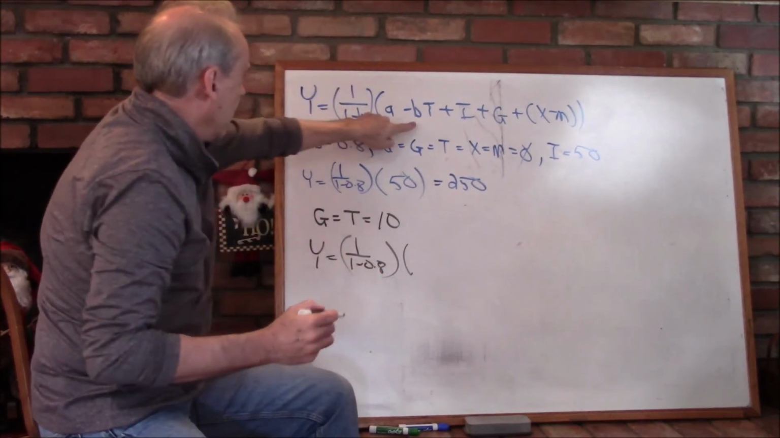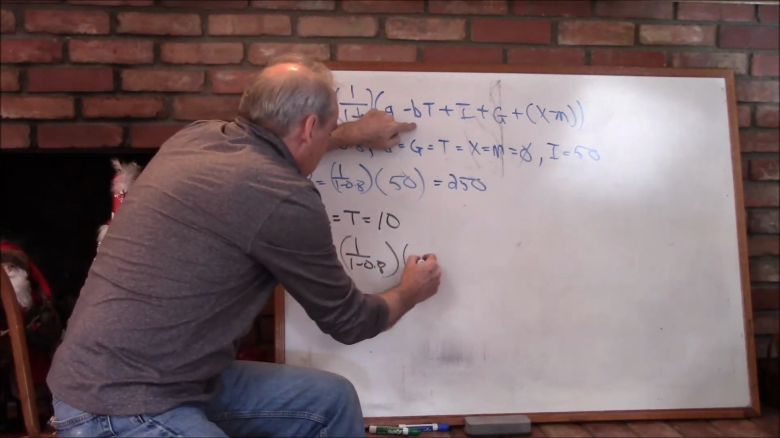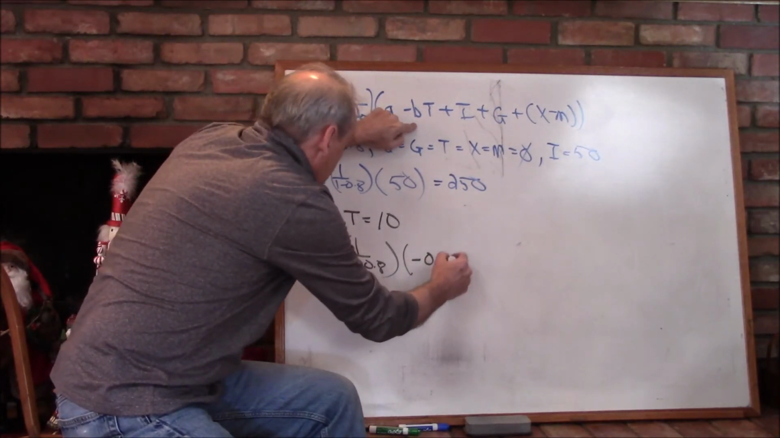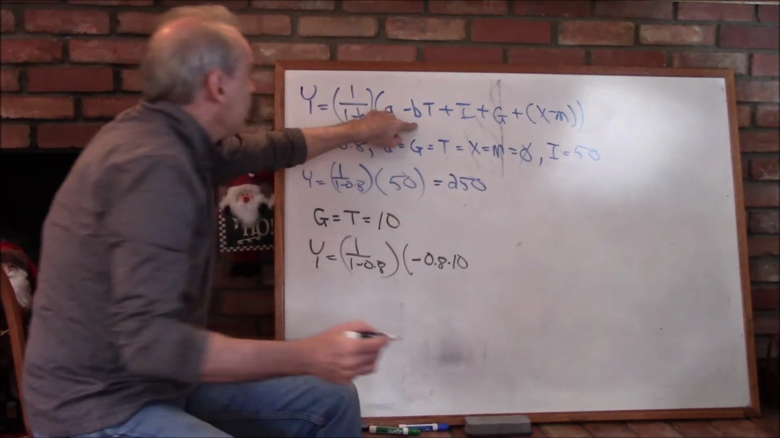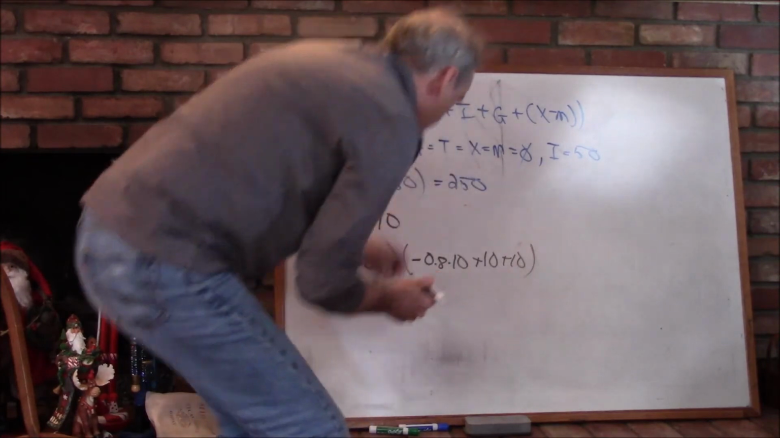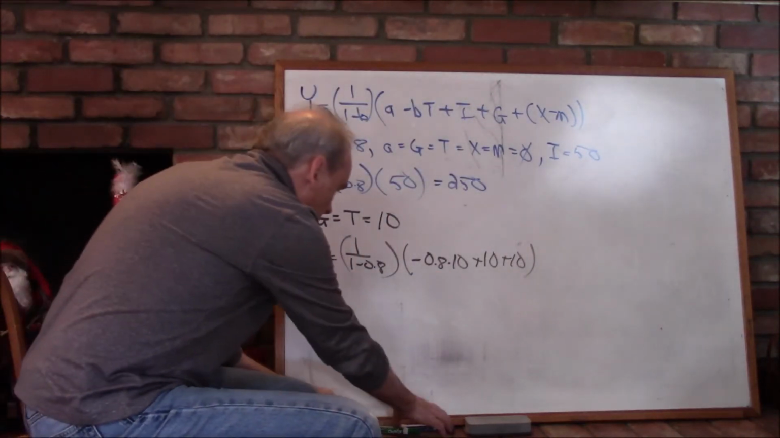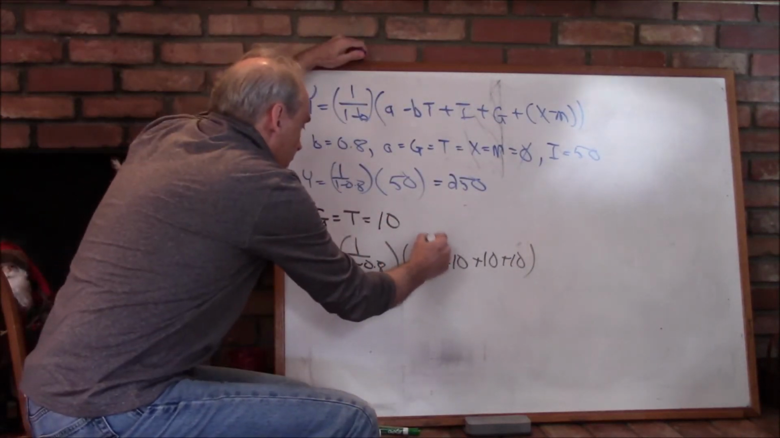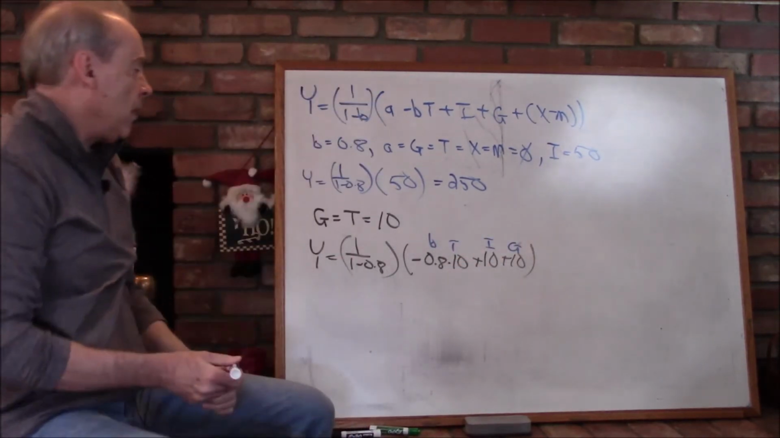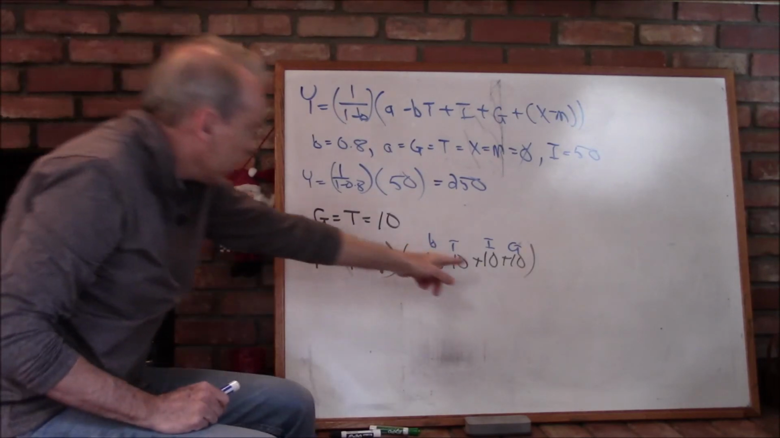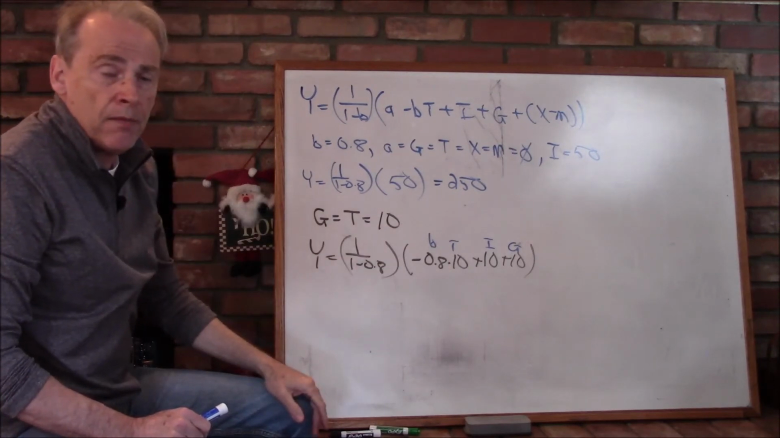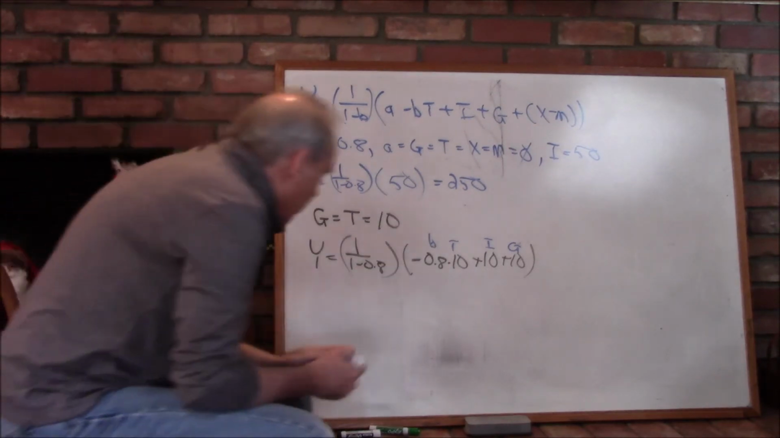Now, negative 0.8 times 10 plus 10 plus 10. Let me write over top of that what those were. That was B, that's T, that's I, and that's G. So before we just had the 10, now we've got the negative 0.8 times 10, and we've got that other 10 for government spending. Let's see what that works out to.